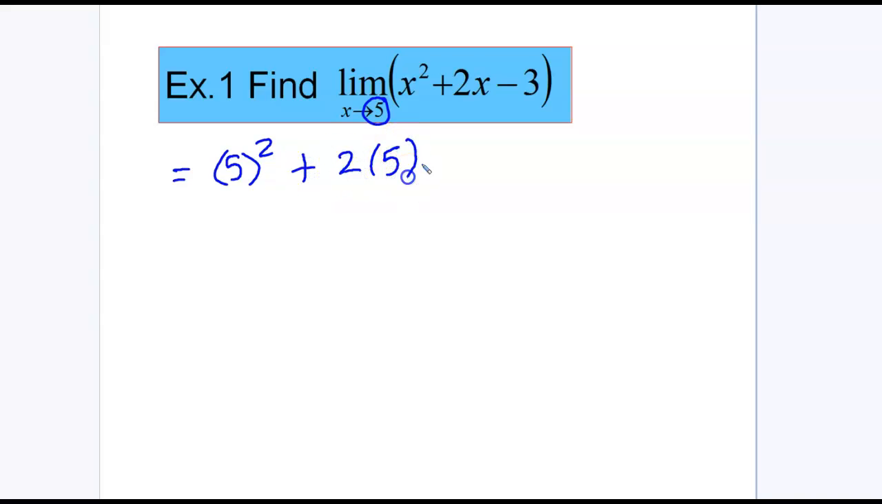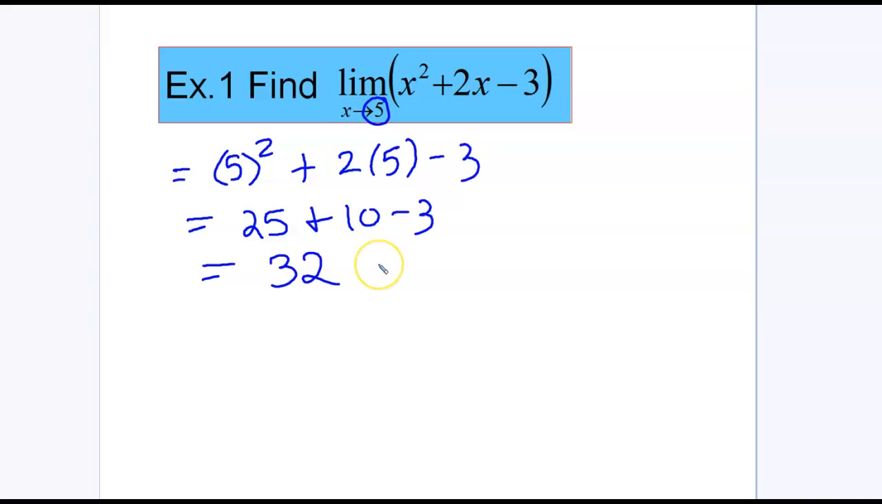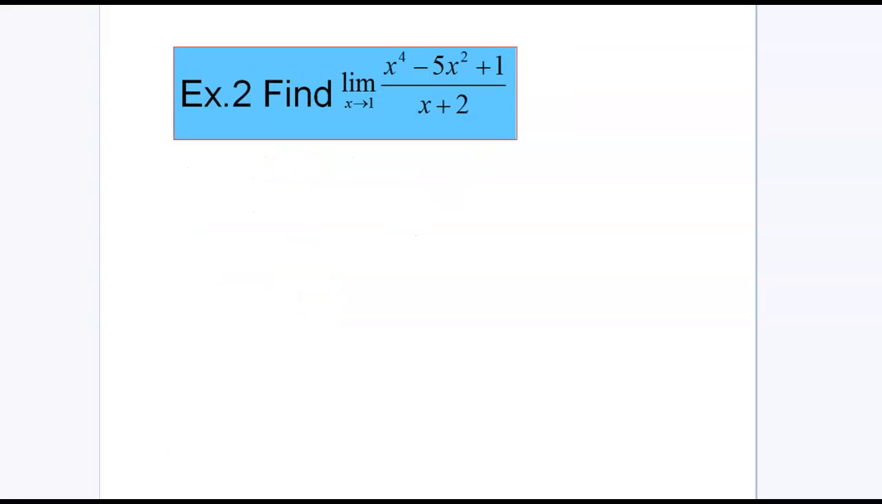So if I put a 5 in, I end up getting 25 plus 10 minus 3. This limit works out to be 32. So therefore, the limit as x approaches 5 of this function is 32, which means as x approaches 5 on the graph of my function, the y values from both the left and the right are approaching 32.